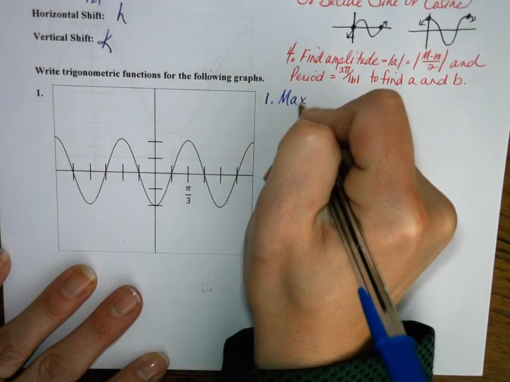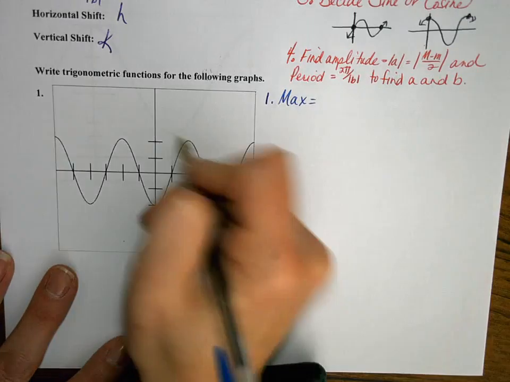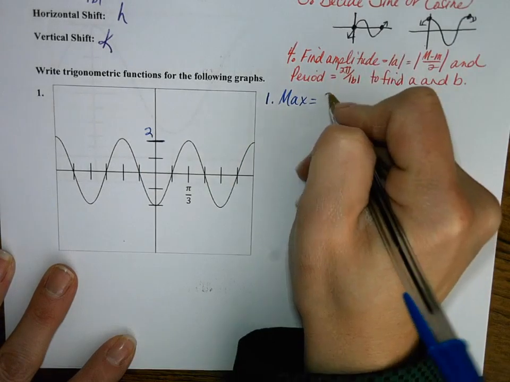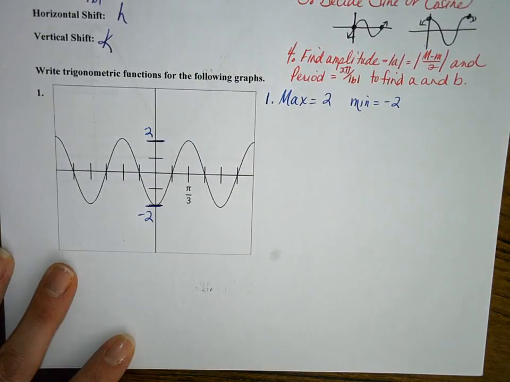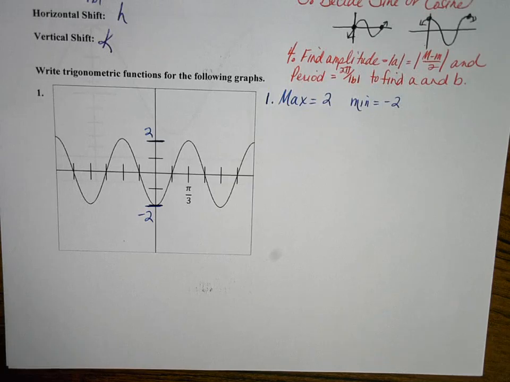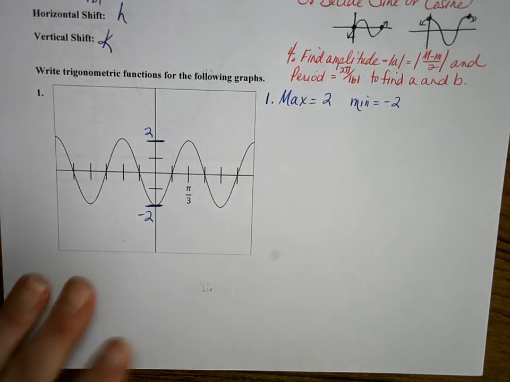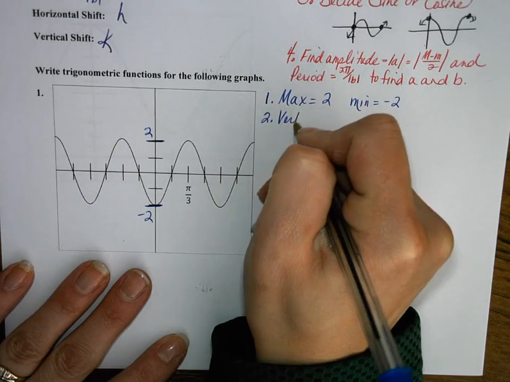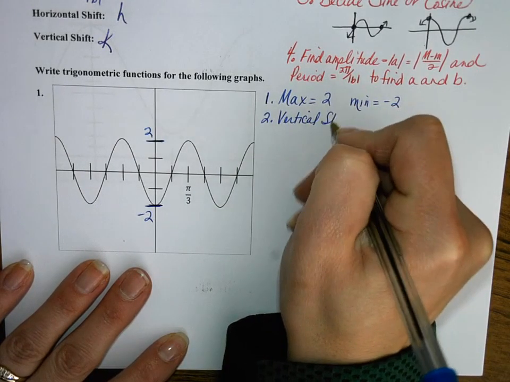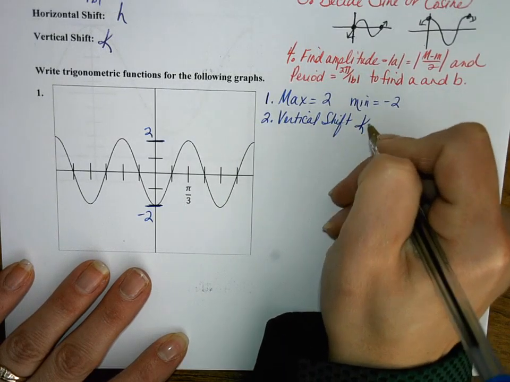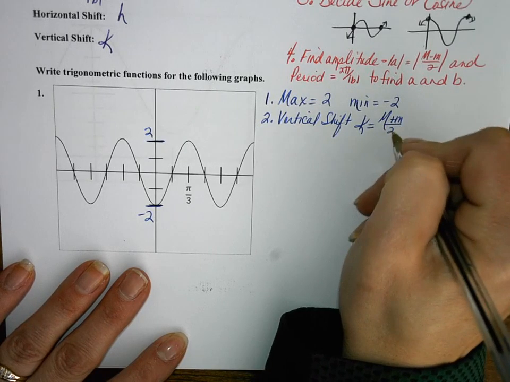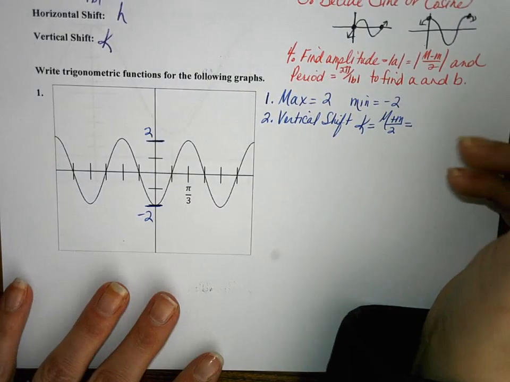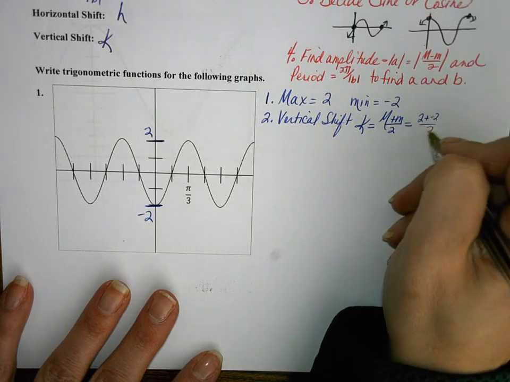All right, what is my maximum value in this graph? 2. It goes up to 2. And what's my minimum value? It goes down to -2. Now we use that maximum and that minimum to help me find the K. That max and min help me to find the vertical shift, because that vertical shift, the K value, is going to be the max plus the min divided by 2. What is my vertical shift in this one? 2 plus -2 divided by 2 is 0.